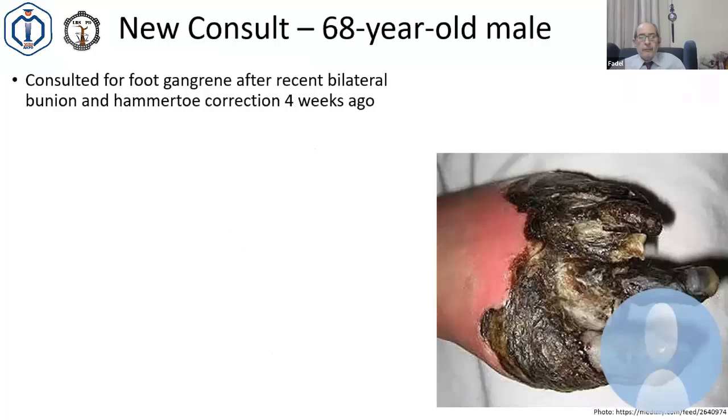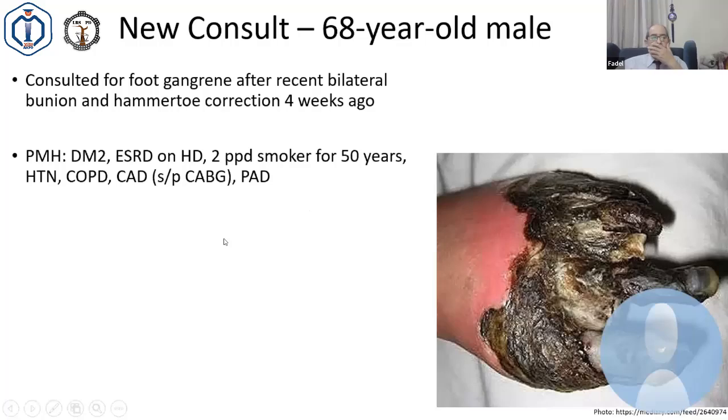We'll start with a short case here. You have been consulted on a 68-year-old male patient in the emergency department for foot gangrene after having recent bilateral bunion and hammer toe correction approximately 4 weeks ago. As you can see from the clinical picture here, it is not going very well.